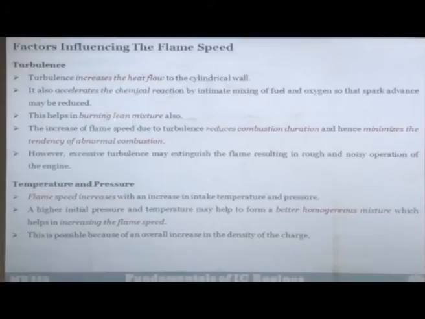Okay. It also accelerates the chemical reactions by intimate mixing of fuel and oxygen, so that spark advance may be reduced. It helps in burning leaner mixtures. So, if you have leaner mixtures and if you have good turbulence, you can still burn them. The increase in flame speed due to turbulence reduces combustion duration. So, turbulence increases the flame speed, and then you are able to run the engine faster, and this minimizes the tendency for abnormal combustion. Abnormal combustion or knocking, when does it take place in the engine? It takes place at the end of combustion.